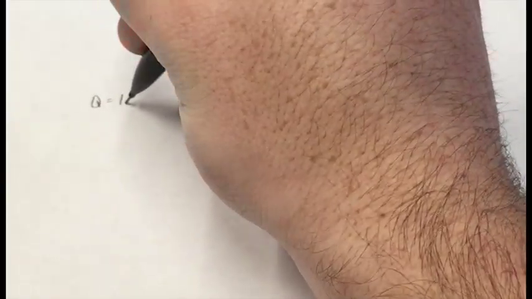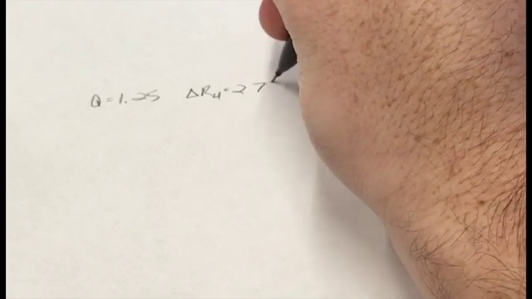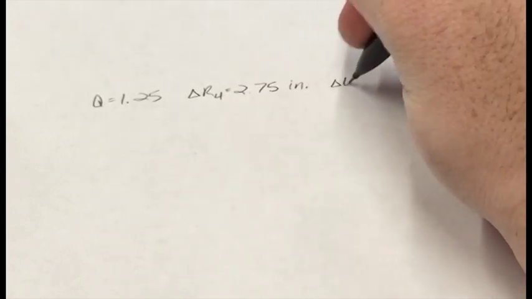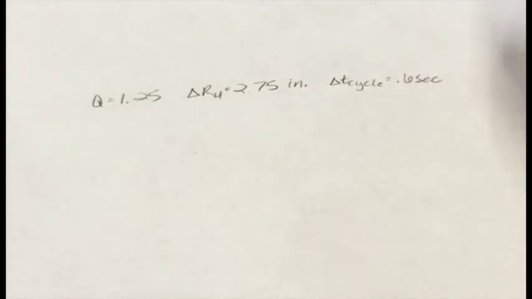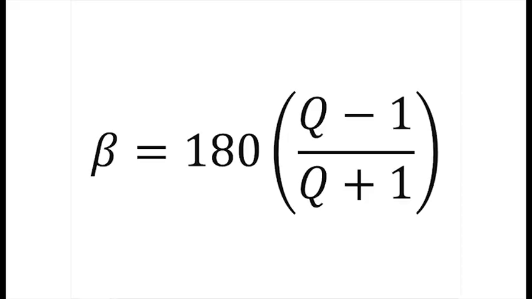First, we will write down the known quantities of time ratio Q, the stroke delta R, and the cycle time T cycle. In order to find the lengths of the links, we must first find the imbalance angle beta. Beta can be found using this equation. Beta equals 180 times (Q minus 1) over (Q plus 1).